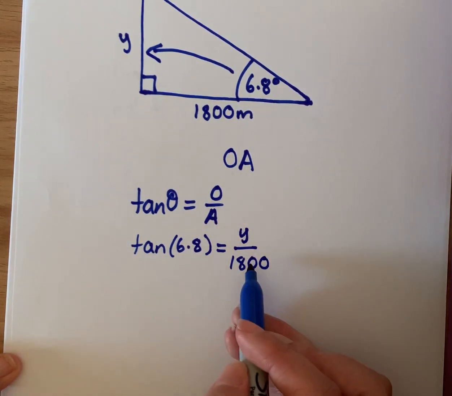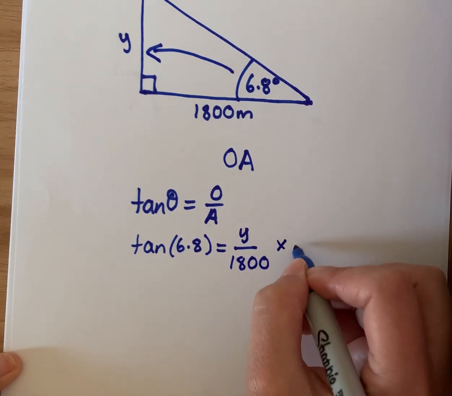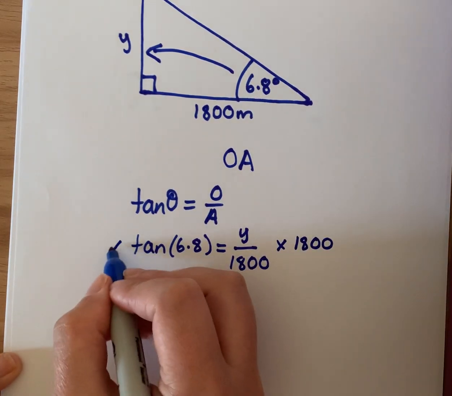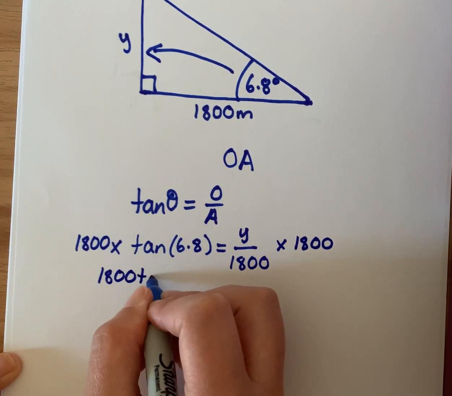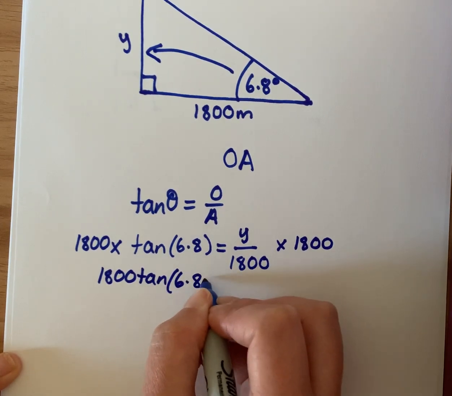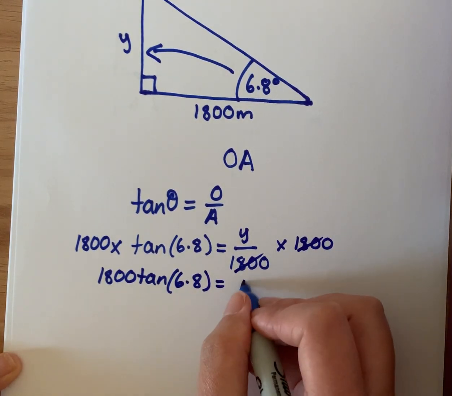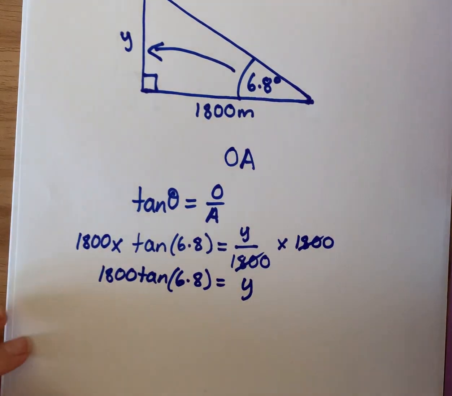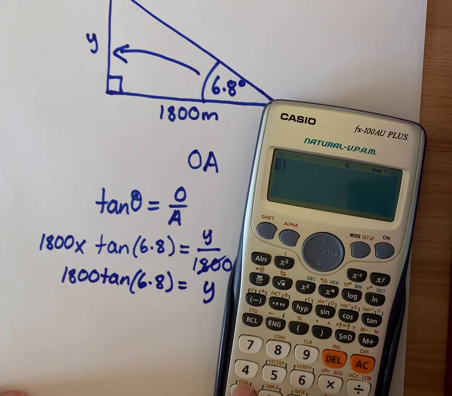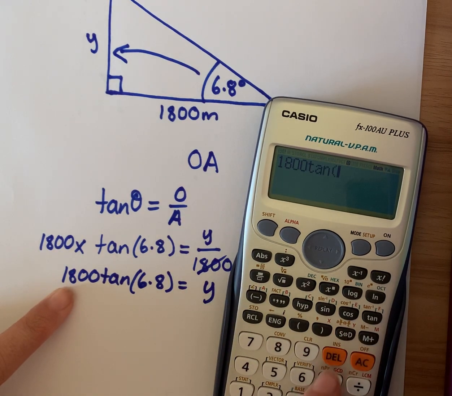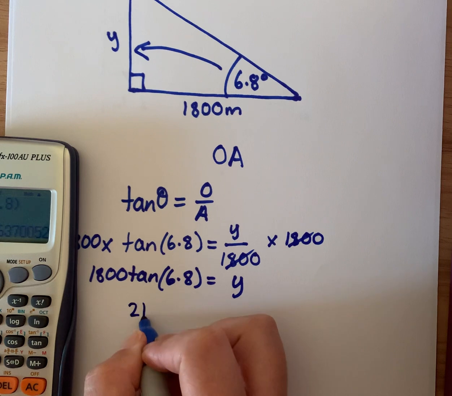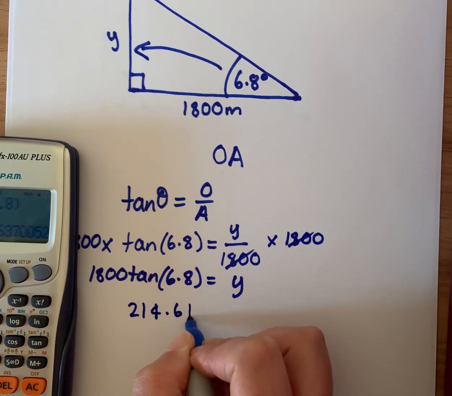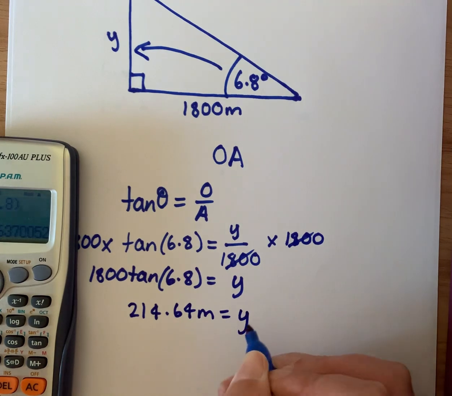We just need to solve for y now. We've only got one unknown. So we use inverse operations to isolate y. On the left-hand side, we end up with 1,800 times tan 6.8. And on the right-hand side, we end up with y, which is our height. That's what we're trying to find. It's isolated now. So we just need to put this expression into the calculator. It just comes out as a number. Okay, so we know that y is equal to 214.64 meters.